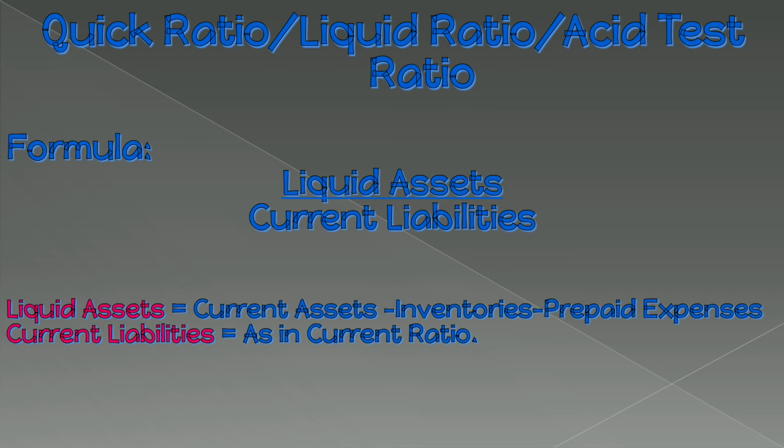What was the formula of the current ratio? Current assets by current liabilities. Now in place of current assets, when we take the liquid assets, then it becomes the quick ratio. So is the difference understood? Are you able to understand the changes? Okay. Now current assets you all knew, but what is this liquid asset?